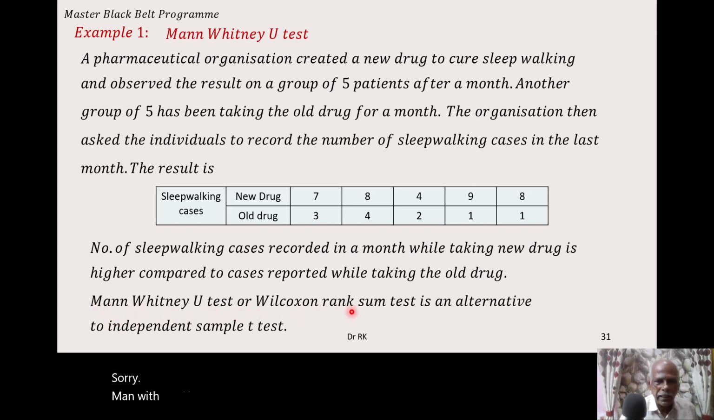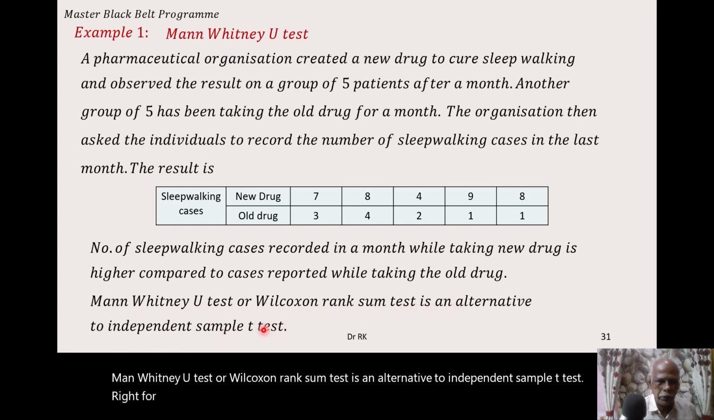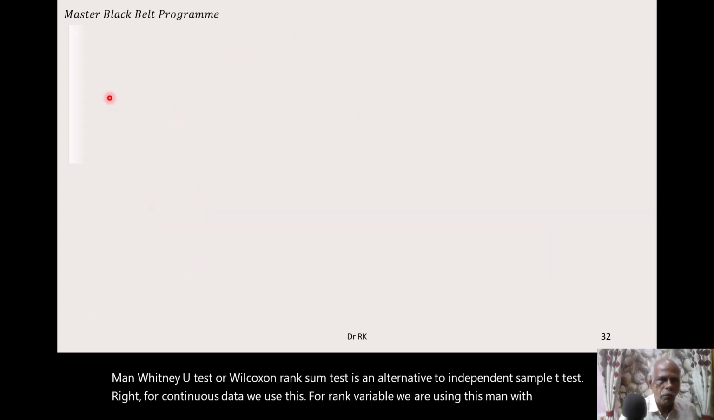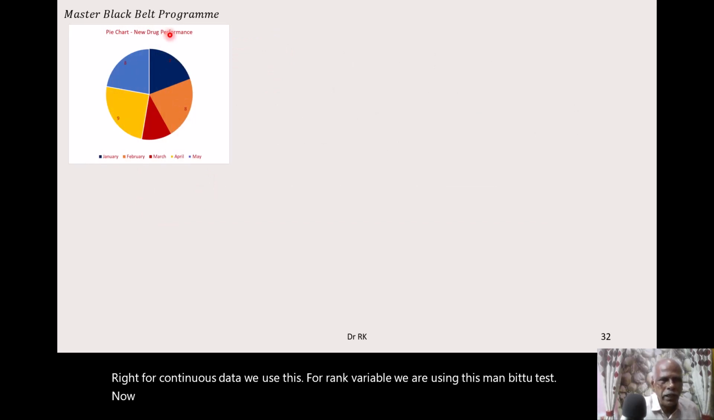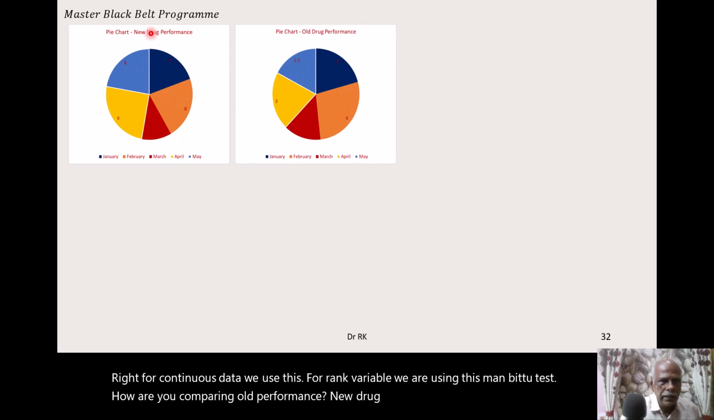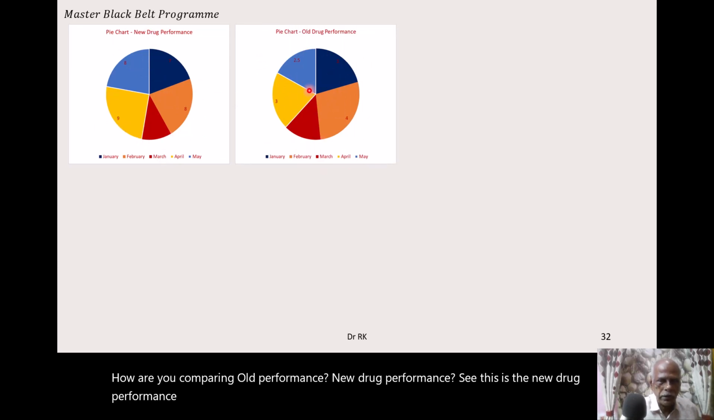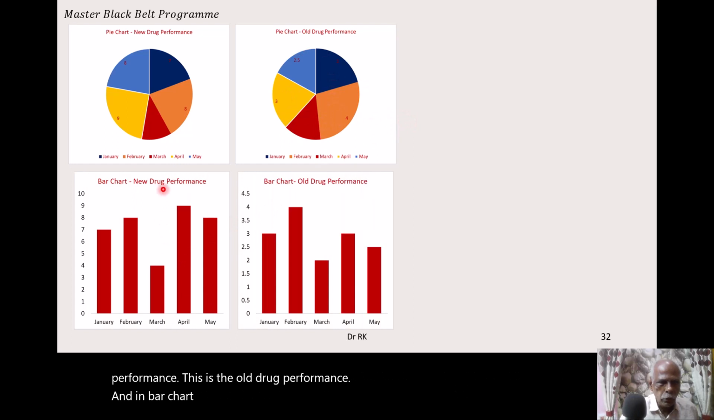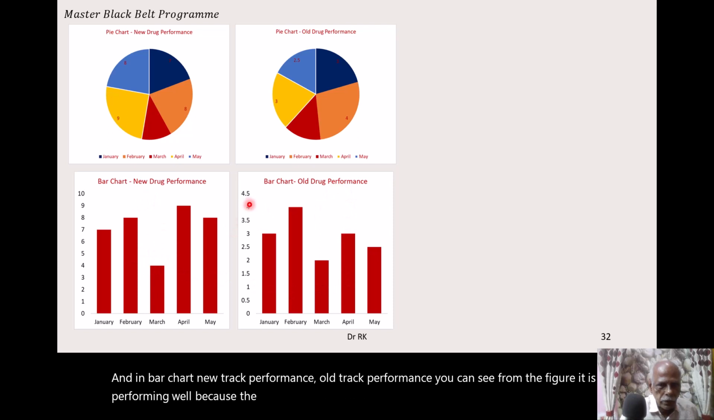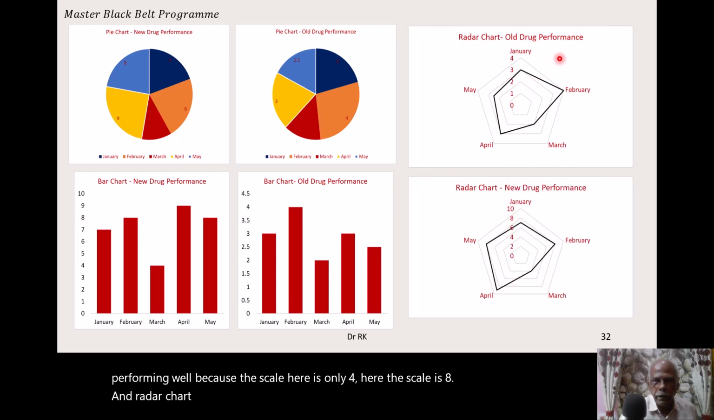Mann-Whitney U-test or Wilcoxon rank sum test is an alternative to the independent sample t-test. Right? For continuous data we use the t-test, for rank variables we are using this Mann-Whitney U-test. Now, how are you comparing old drug performance and new drug performance? See, this is the new drug performance, this is the old drug performance. And in the bar chart, new drug performance, old drug performance. You can see from the figure it is performing well because the scale here is only 4, the scale here is 8. Right? And in the radar chart, old drug performance, new drug performance. Right? You can see the value is 6 here, whereas the value is only 2 here.